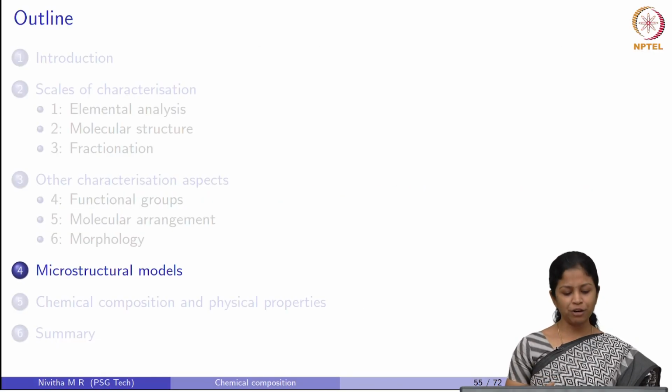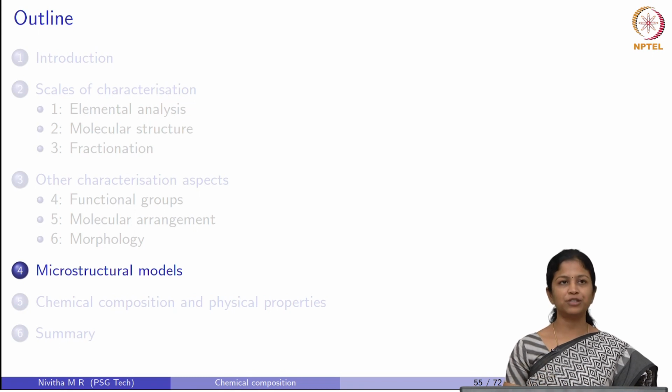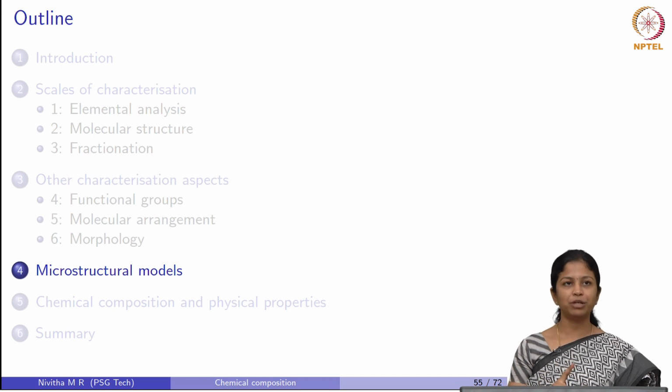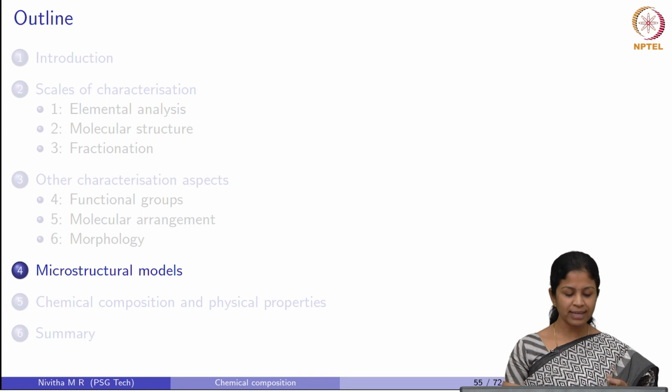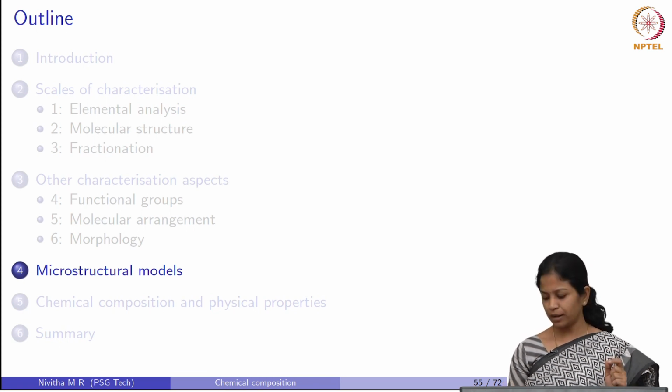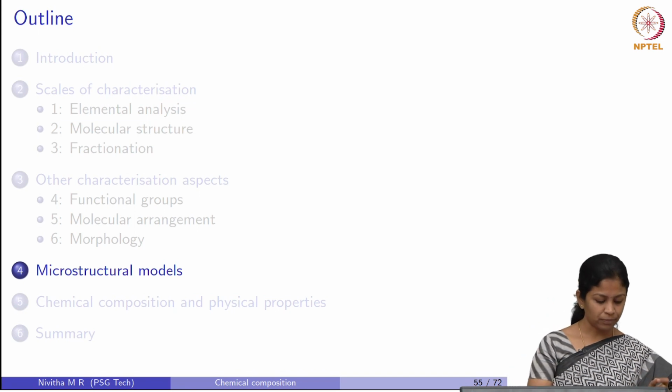In this lecture, we will continue with the microstructural models for bitumen. In the previous two lectures, we discussed the different scales of characterization and the other characterization aspects that have been used on bitumen. So, in this lecture, we will focus on the microstructural models and the relation between the chemical composition and physical properties of bitumen.